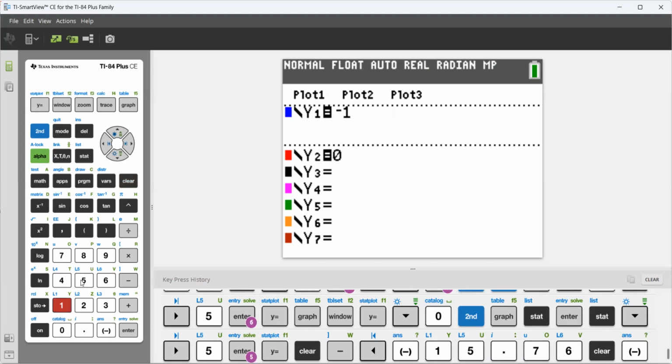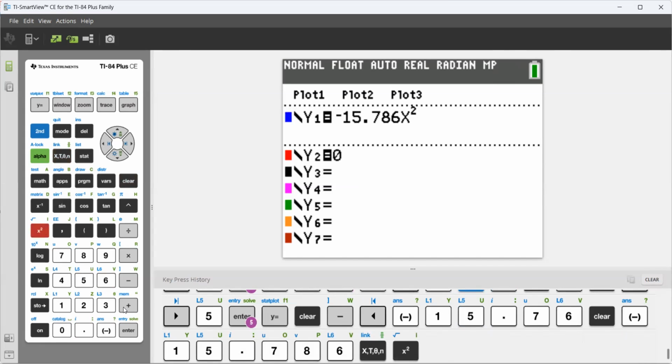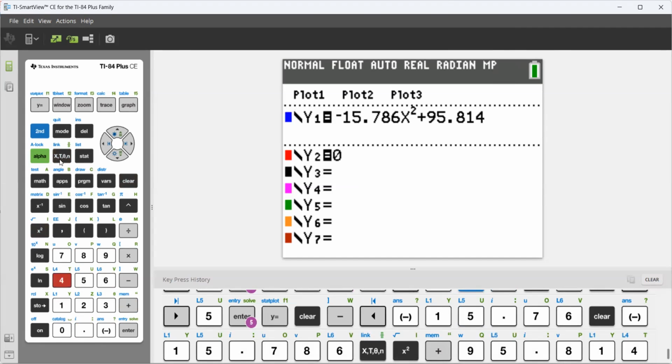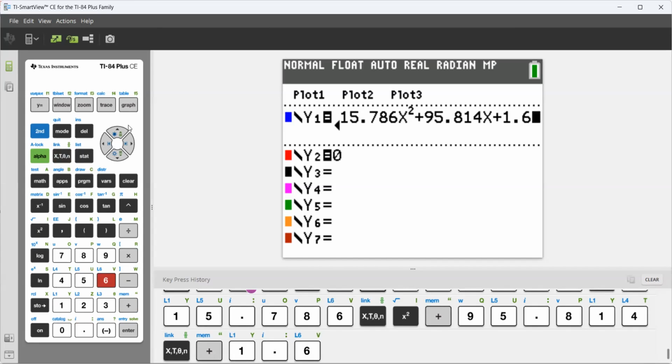Negative 15.786 x squared. It's t, but we're going to use x. Plus 95.814 x plus 1.6, and then that's what we have here.